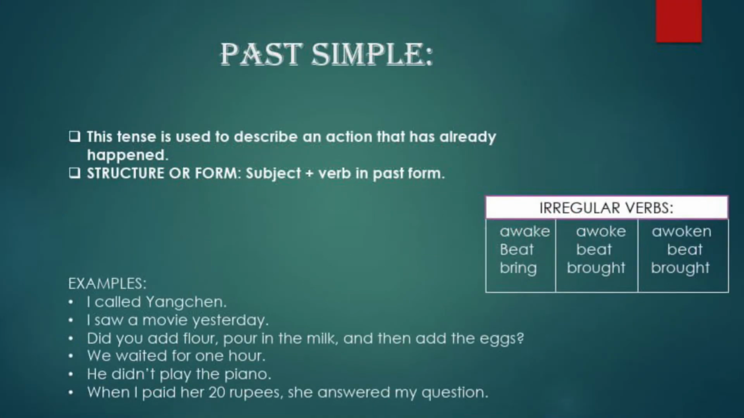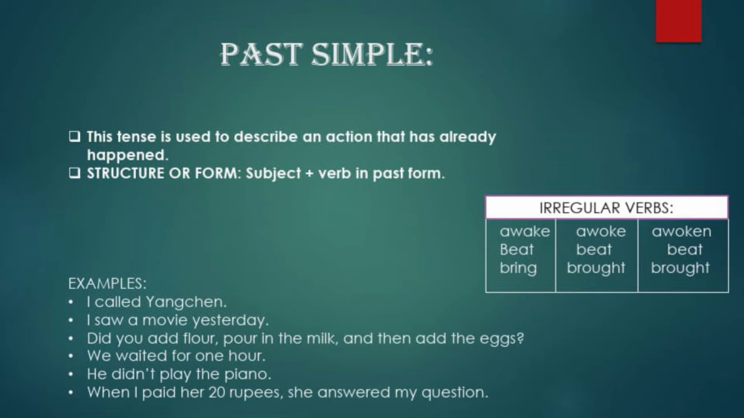So the first is the past simple, and we get to see that this tense is used to describe an action that has already happened. And when we look at the structure of the form, we see that it is formed by subject plus verb in the past form. But children, we also need to understand that irregular verbs do not remain the same, and they can change as per the word.